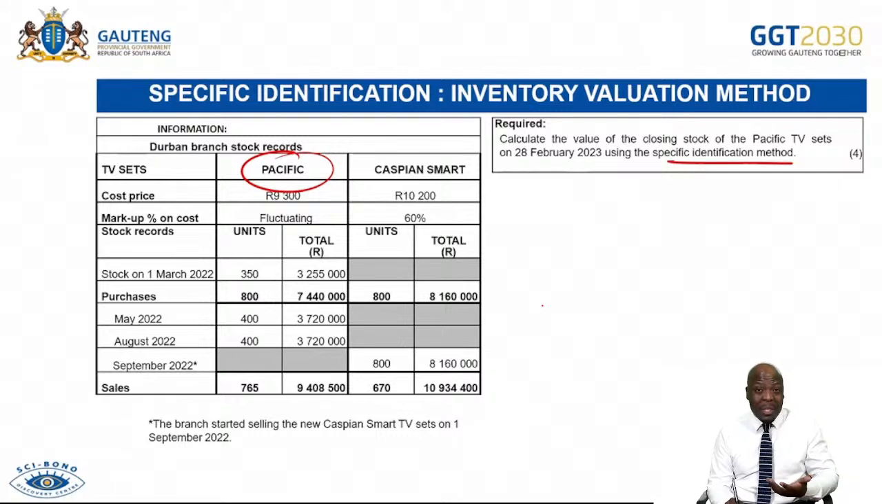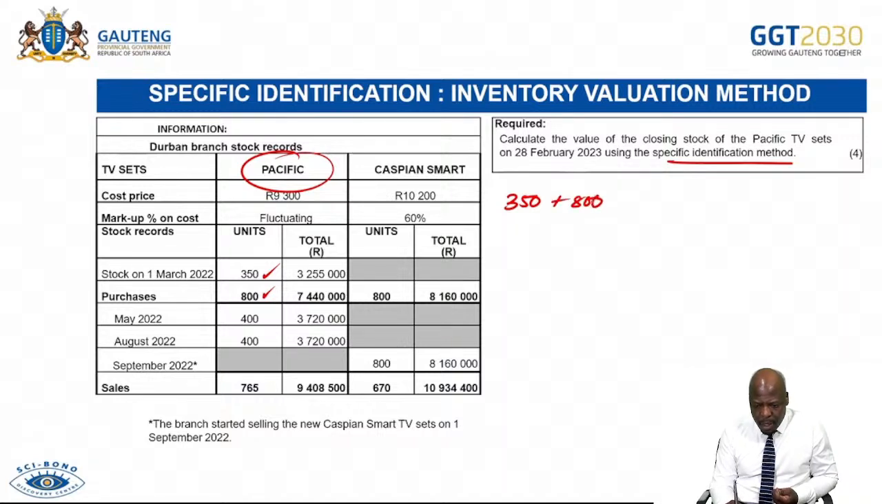Okay, I don't think this will take us much time. There isn't much complication here. Let's see. Do we have opening stock? Yes. How many? 350. Opening stock is 350. Do we have purchases? Yes. How many? 800. Do we have returns? I'm looking. Do you see returns, guys? I don't see anything. So that means we don't have any returns. How much do we then get? 1,150. Can I go on?